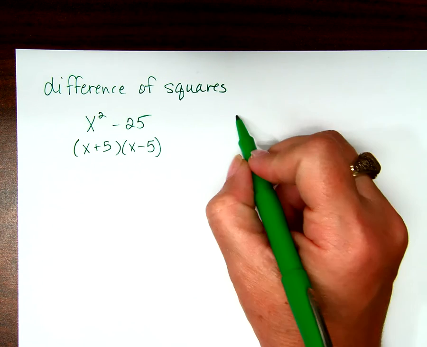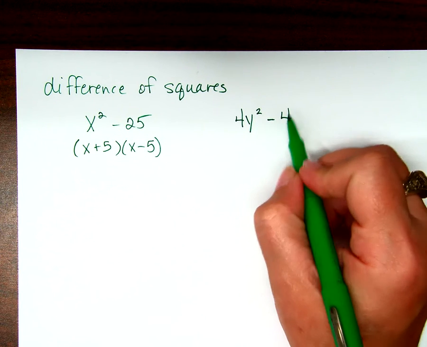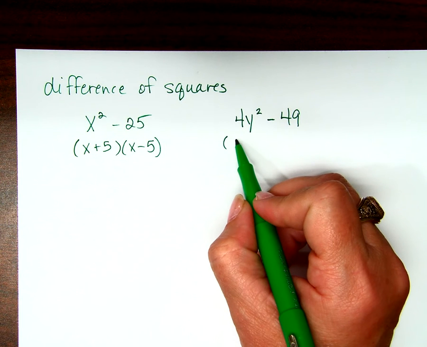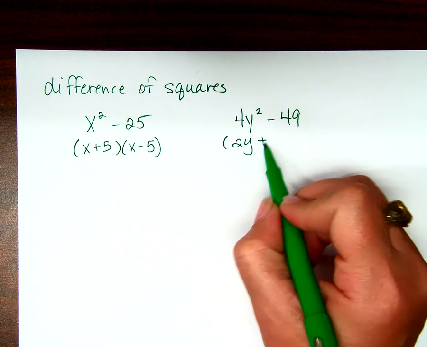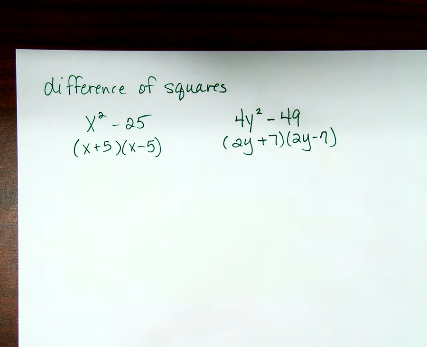So if we had 4y squared minus 49, what would our two binomials be? 2y plus 7, 2y minus 7. Any questions about that?